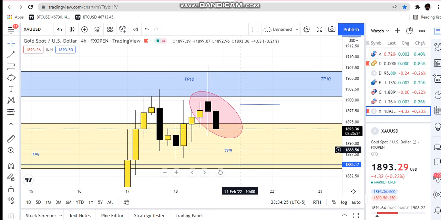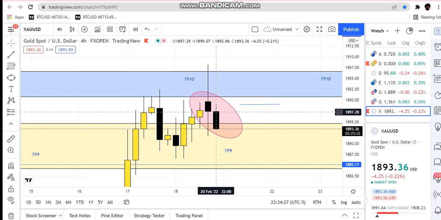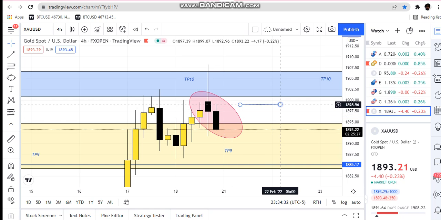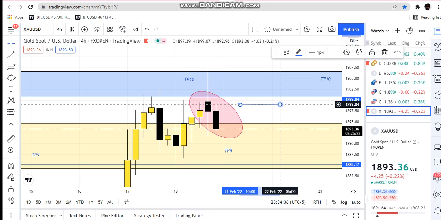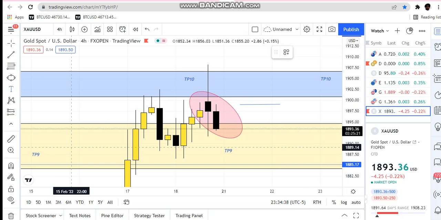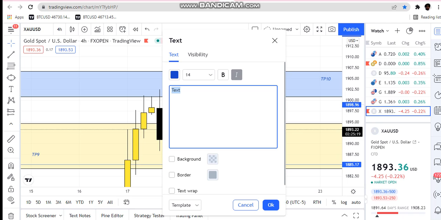Price finally pushes back down to take profit 9. Once price makes this lower high at 1898, we could have gotten in for a great trade at 1898, and I'll show you that real fast too. And put it in for a great trade. I'll keep you updated, gang.